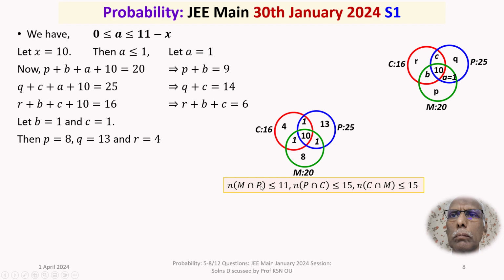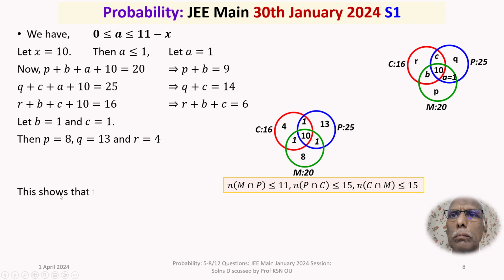N of M intersection P is less than or equal to 11. M and P, it is less than or equal to 11. It is exactly 11, less than or equal to 11. P and C, 10 plus 1, 11, less than or equal to 15. C and M, 10 plus 1, 11, 11 less than or equal to 15. Yes, it works. It works, all these conditions are working.